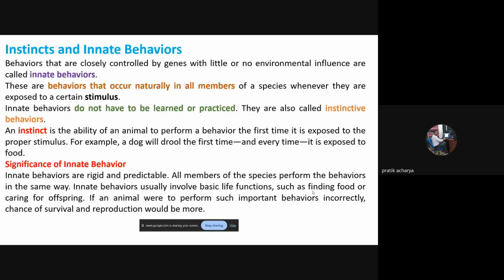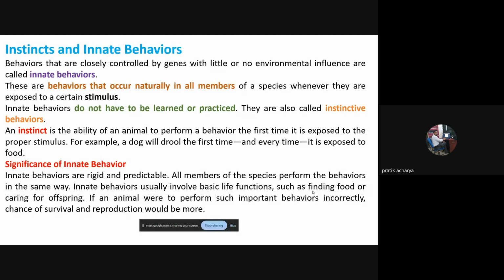Okay. The innate behavior is the gene controlling behavior. Innate behavior is the inherited behavior. So behaviors that are closely controlled by genes with little or no environmental influence. There is no requirement of environmental influence. After formation, after parturition, organisms start automatically this kind of behavior, that is known as innate behavior. There is no need of learning, there is no need of teaching this kind of behavior.